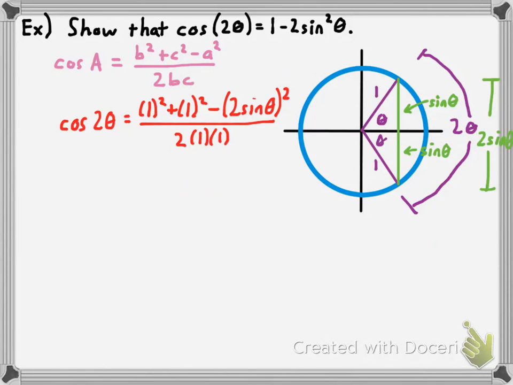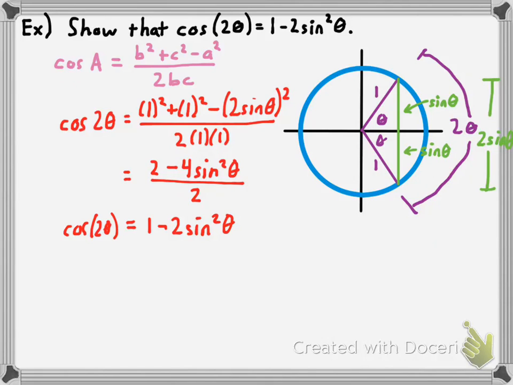All right, now let's do a little bit of simplifying here. What that's going to do is give me 1 squared plus 1 squared, or 2, minus, and then if you square 2 sine theta, you're going to get 4 sine squared theta, over, and then 2 times 1 is 2. And then since each of the terms in the numerator is divisible by 2, I can go ahead and make that 1 minus 2 sine squared of theta. So I just proved to you that the cosine of twice an angle is equal to 1 minus 2 times the square of the sine of that angle.